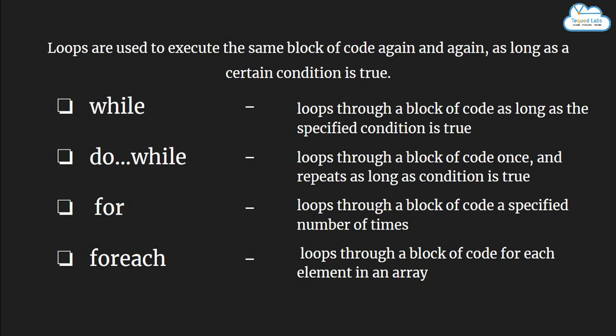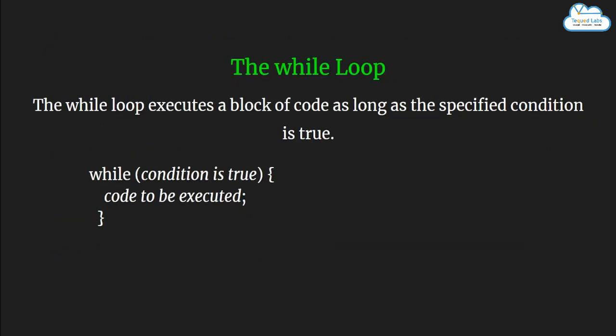Next we have foreach. Foreach is nothing but looping through a block of code for each element in an array, right? So it loops through a block of code. You can see the difference here. For each, the name itself says, for each of the elements in an array, right? So going on, first we are going to study the while loop. This while loop loops through a block of code as long as the condition specified in the while statement is true. So if the condition is true, then the code will be executed, right?